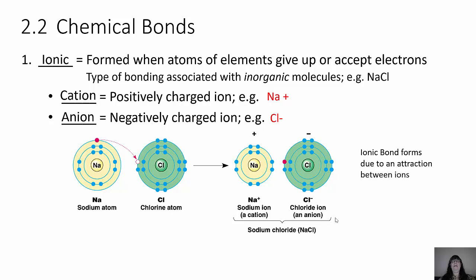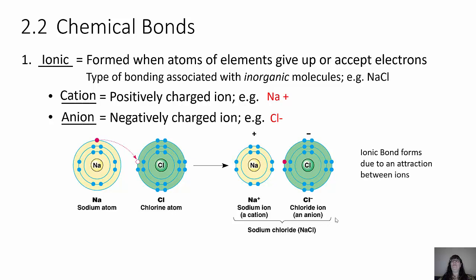The sodium ion gave up an electron, which means it gave up a negative charge, so it became more positive. The chloride ion, opposite, accepted an electron, so it accepted a negative charge and became more negative. So it's Cl-. A cation is a positively charged ion, and an anion is a negatively charged ion. I was told cats are positive, and that's how I remember cations are positive. So sodium Na+, chloride Cl-, together you get sodium chloride.